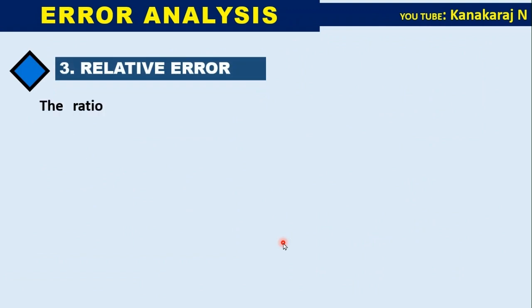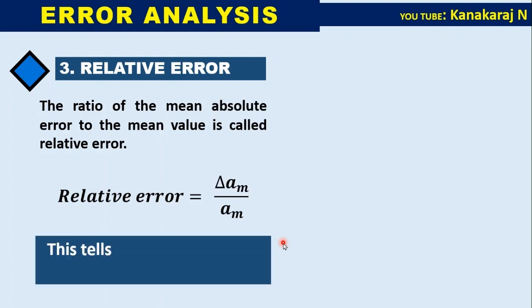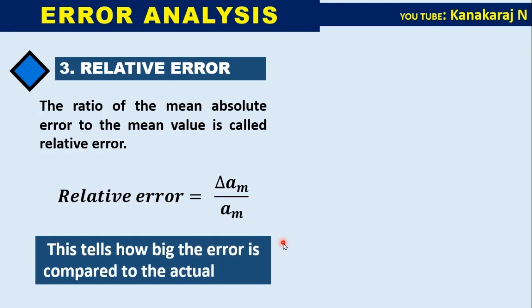Relative error. The ratio of the mean absolute error to the mean value is called the relative error. Mathematically, relative error equals del AM divided by AM. This tells how big the error is compared to the actual value.